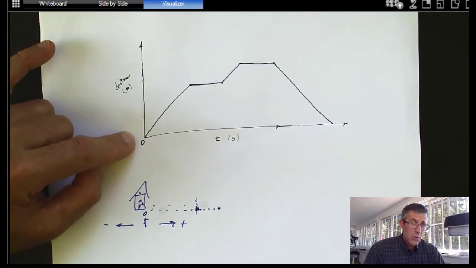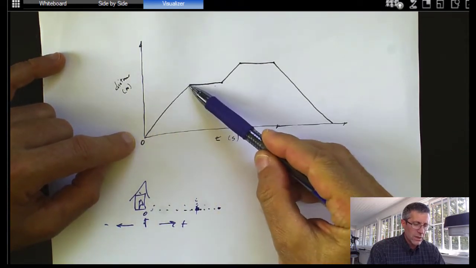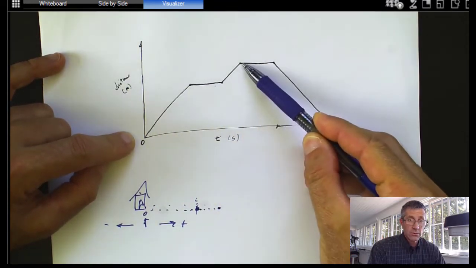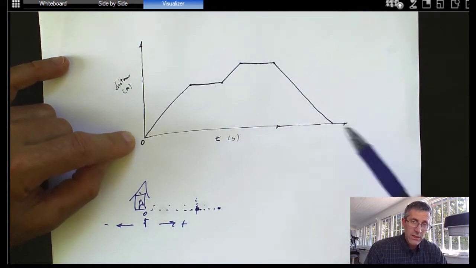So each of these graphs should tell you a story, should tell you about motion. Here I'm getting further away. Here I'm standing still. Here I'm getting a little bit further away. Here I'm standing still. And then I'm returning more quickly to where I came from.